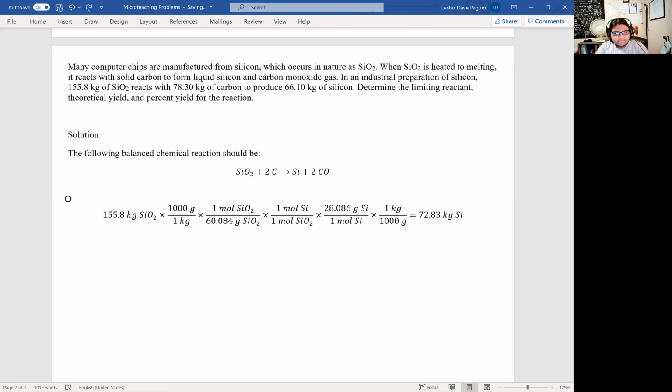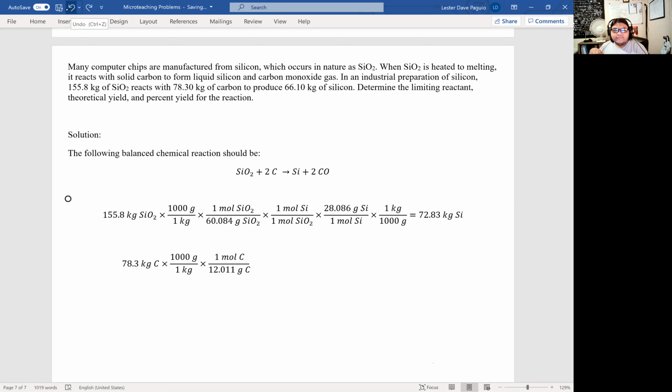Now we would do the 78.30 kilograms of carbon to see if the resulting kilograms of silicon is higher or lower than the 72.83 kilograms of silicon. So let's start with the given 78.3 kilograms of carbon. We would convert it from kilograms to grams like this. And then we would convert from grams of carbon to moles of carbon. For every 1 mole of carbon, we would have 12.011 grams of carbon. So now we have moles of carbon.